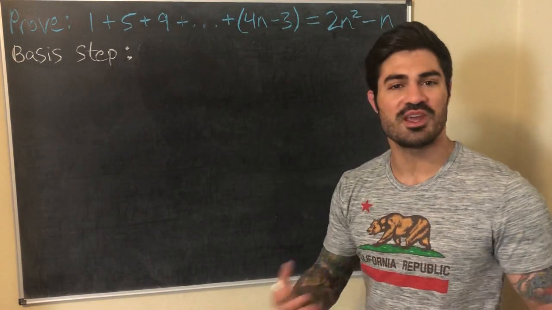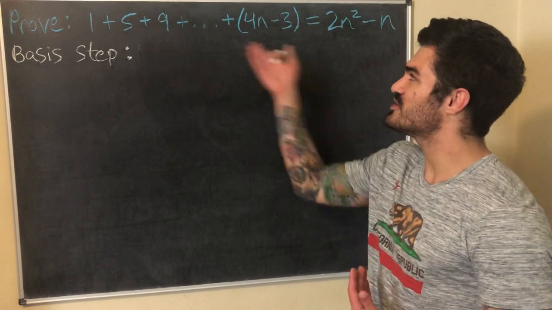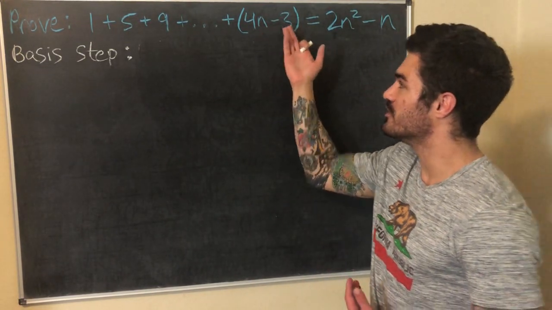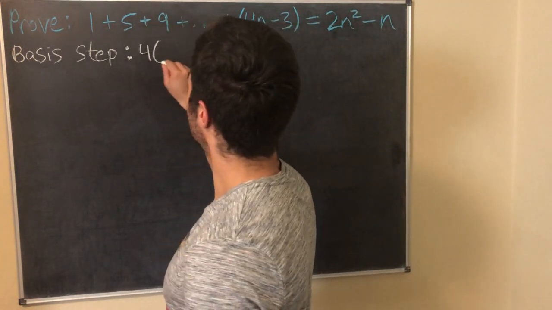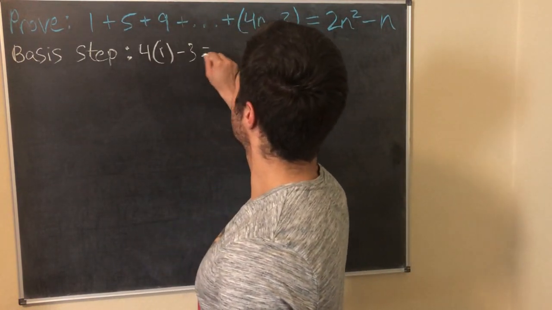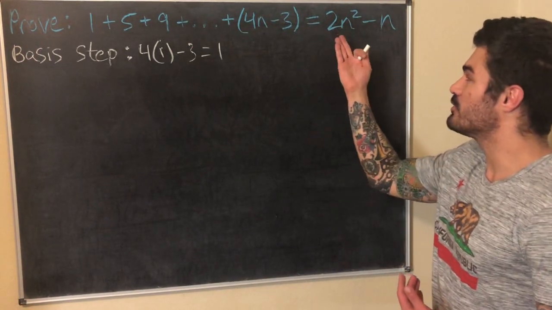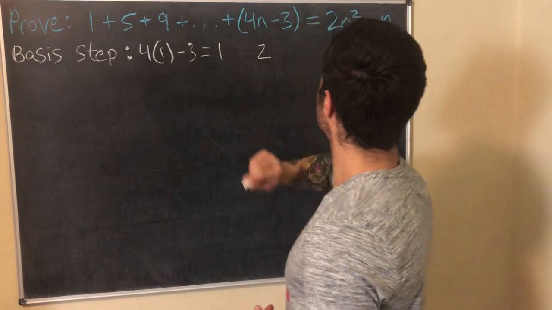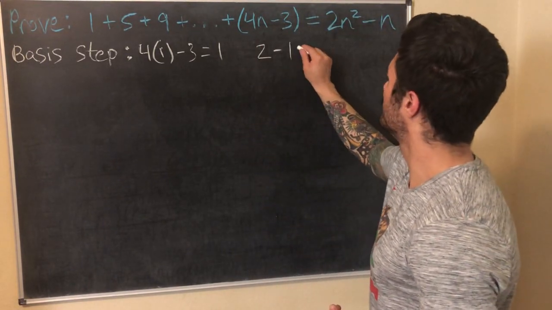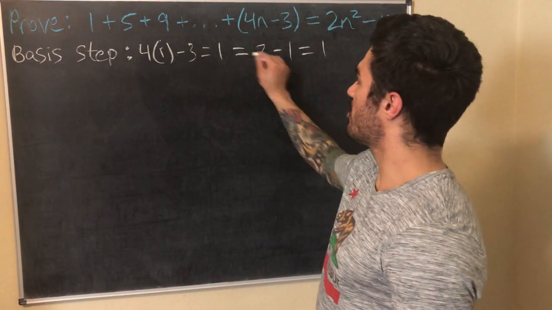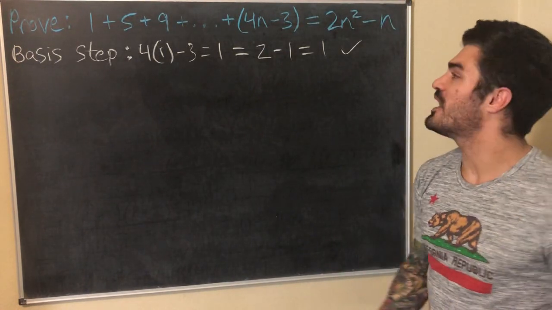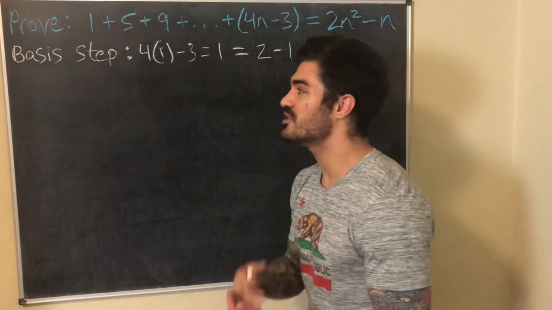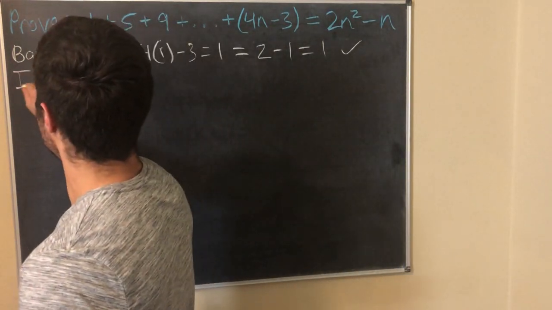We're going to start out the same way we always do, basis step. Let's let n equal 1 and see what we have. On the left-hand side here, we have 4 times 1 minus 3. 4 times 1 minus 3, that's just equal to 1, right? On the right-hand side here, we have 2 times 1 squared, that's just 2, minus 1, which equals 1. So these two things are indeed equal, and we have verified or established a basis for induction, right? So write some kind of concluding statement there, therefore the statement is true when n equals 1.